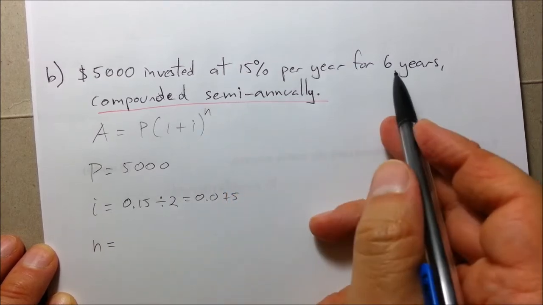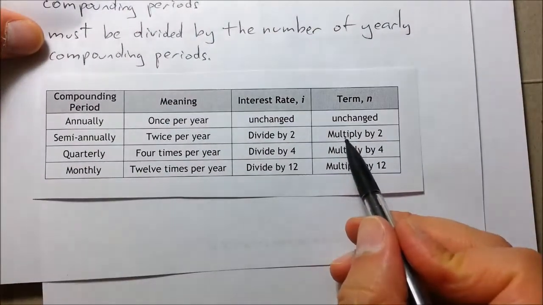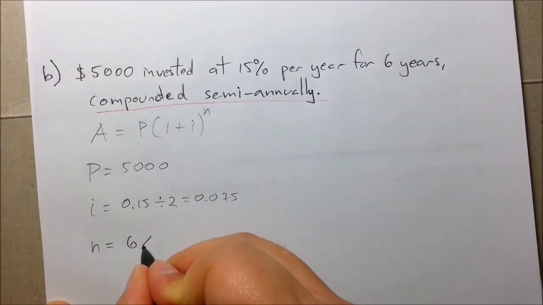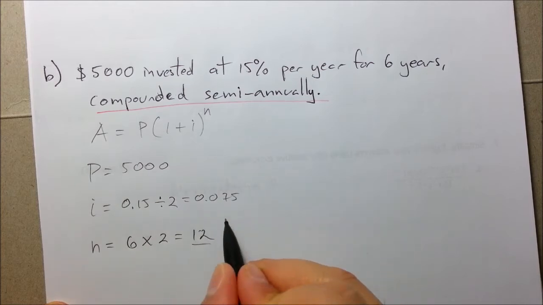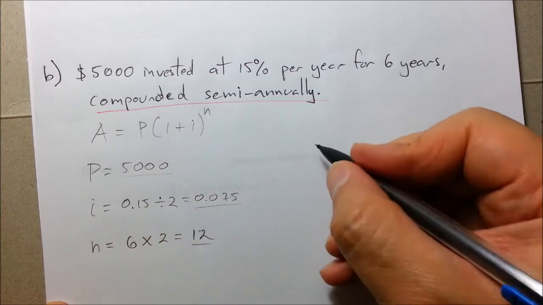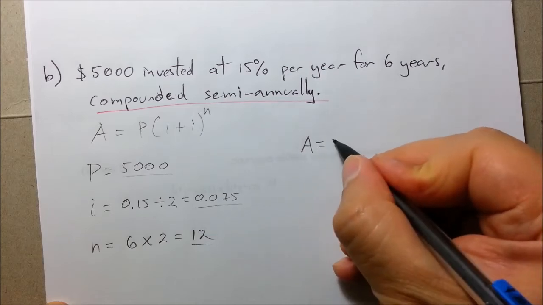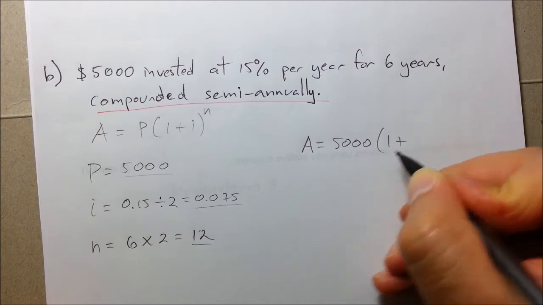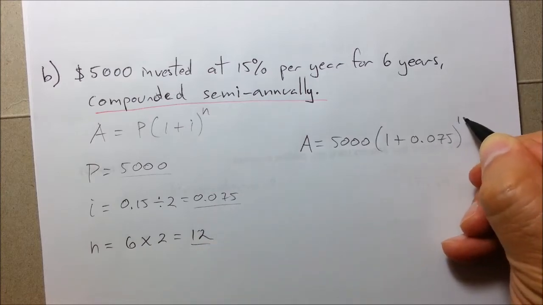0.075. And of course, if it's for 6 years, you take 6, and it says semi-annually. So what do we do with n? We multiply by 2. Semi-annually, we multiply by 2 for n. So 6 times 2 is equal to 12. So now we have all the information that we can use to find what our future value will be. So $5,000 times 1 plus 0.075, be careful, to the power of 12.